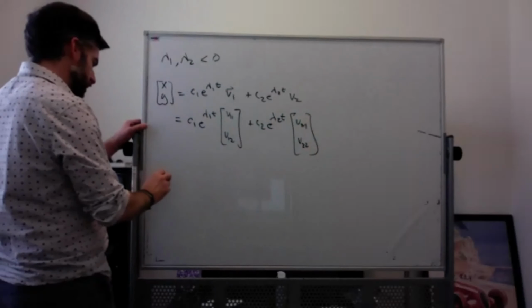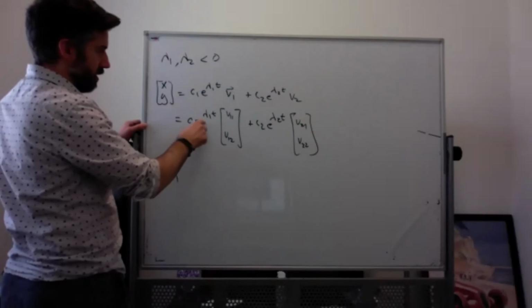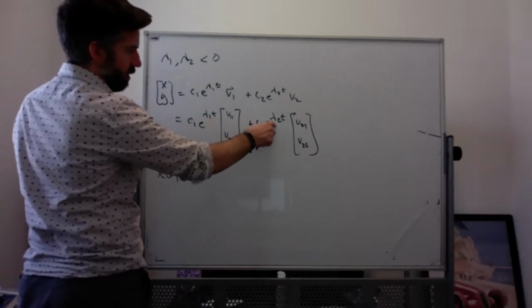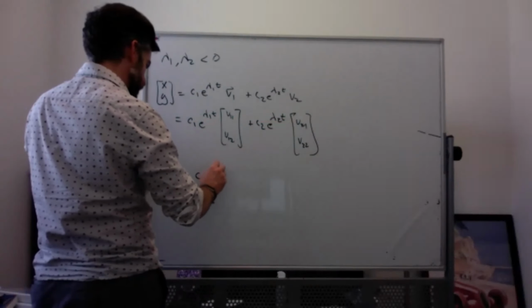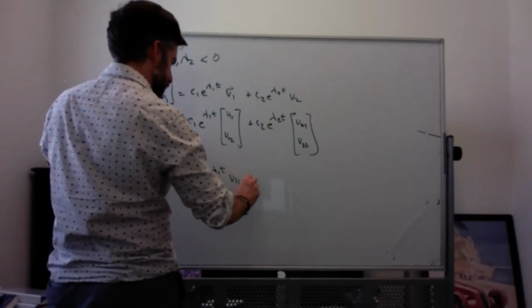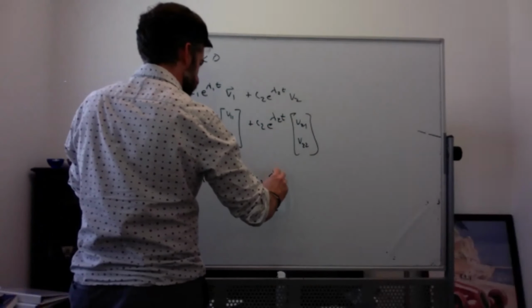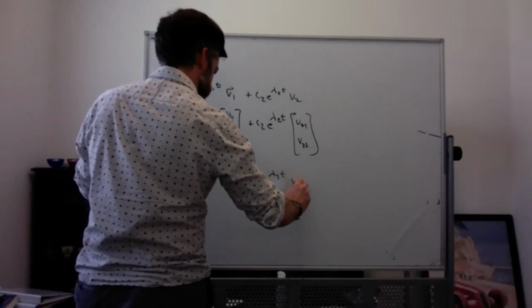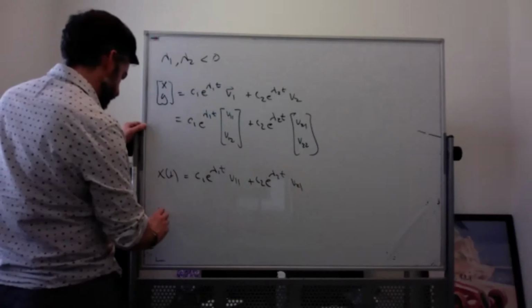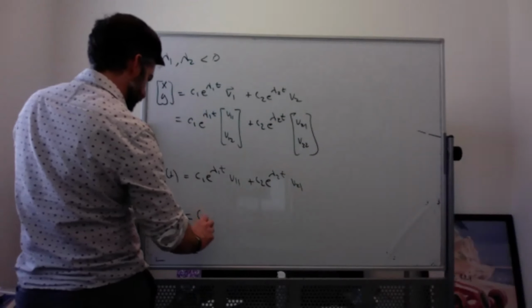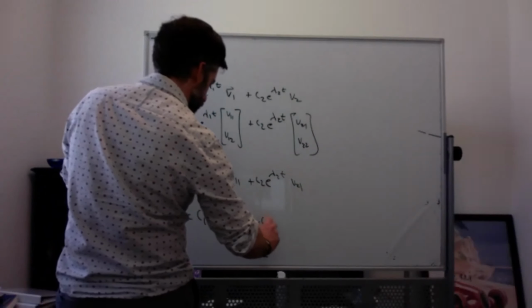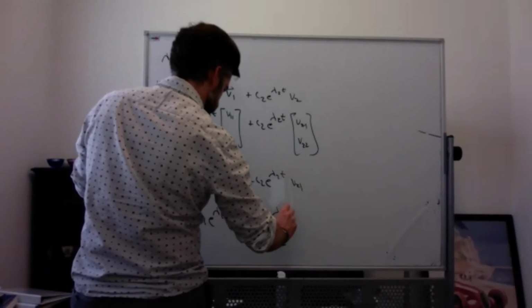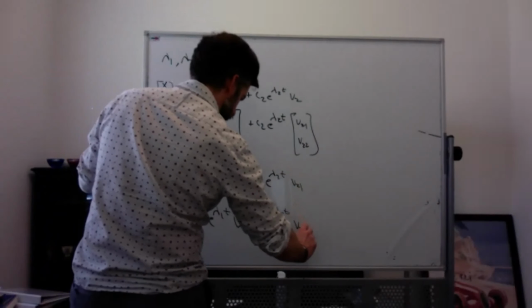Then the x values are c1 e to the lambda 1 t v11 plus c2 e to the lambda 2 t v21. And the y values in a similar way are c1 e to the lambda 1 t v12 plus c2 e to the lambda 2 t v22.